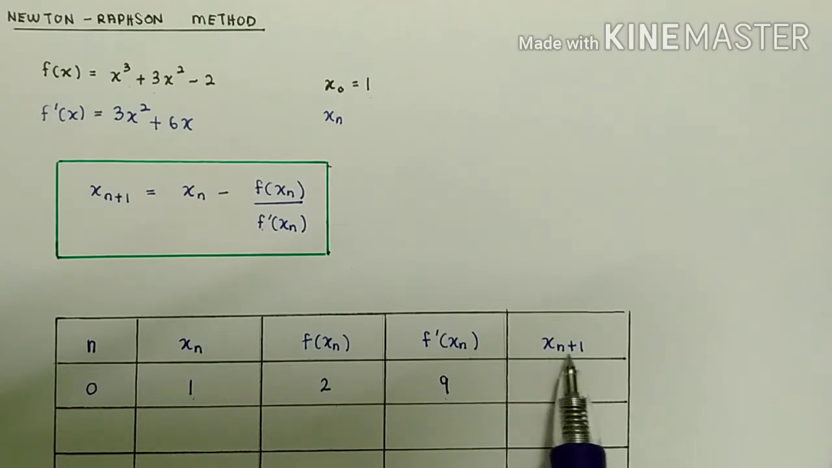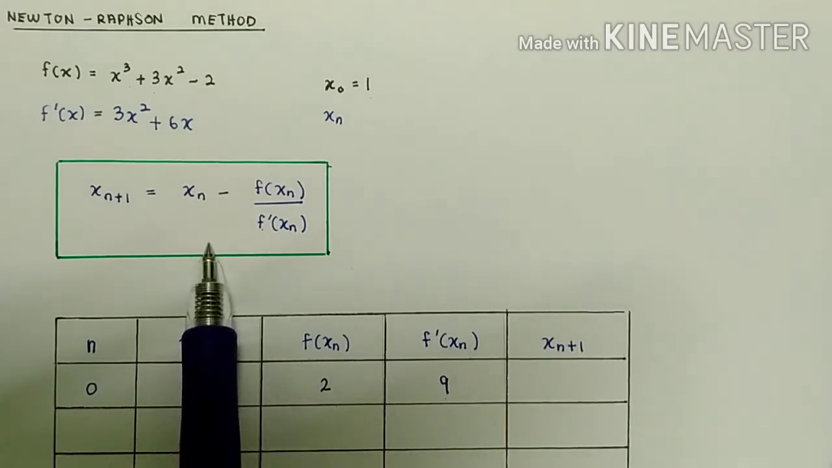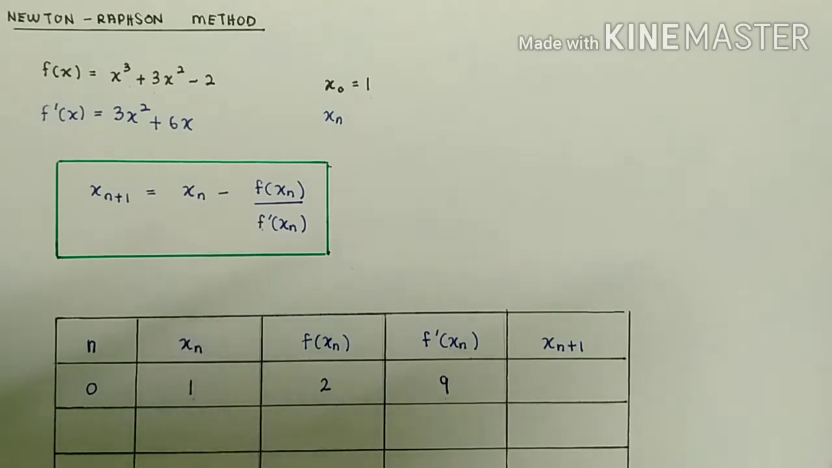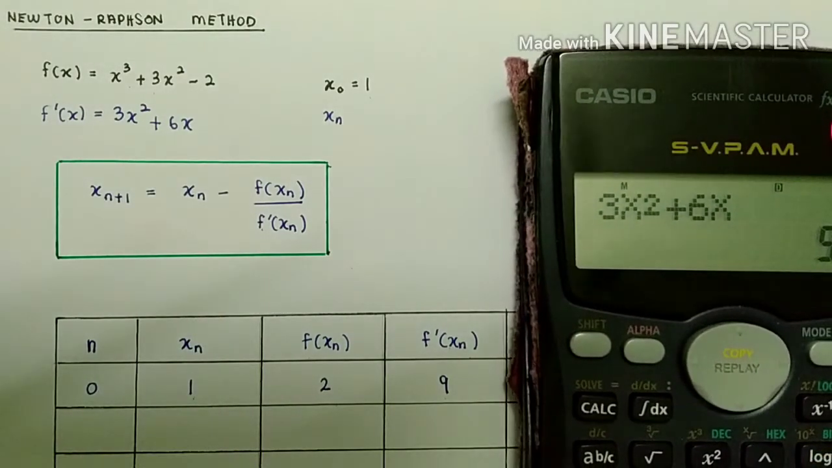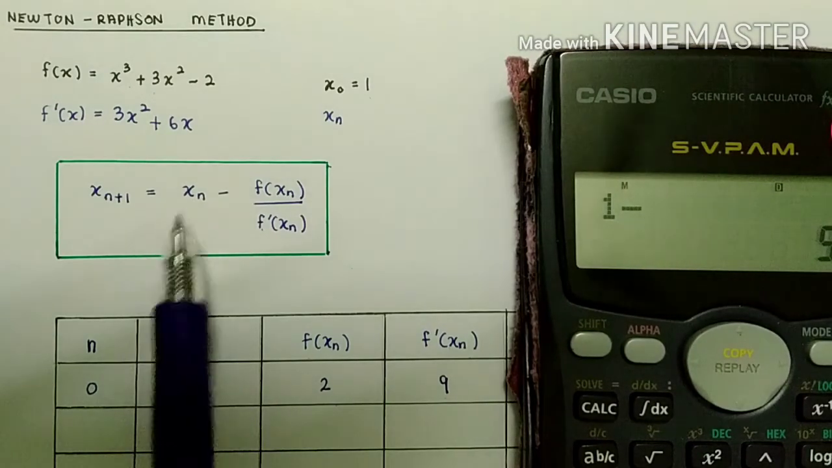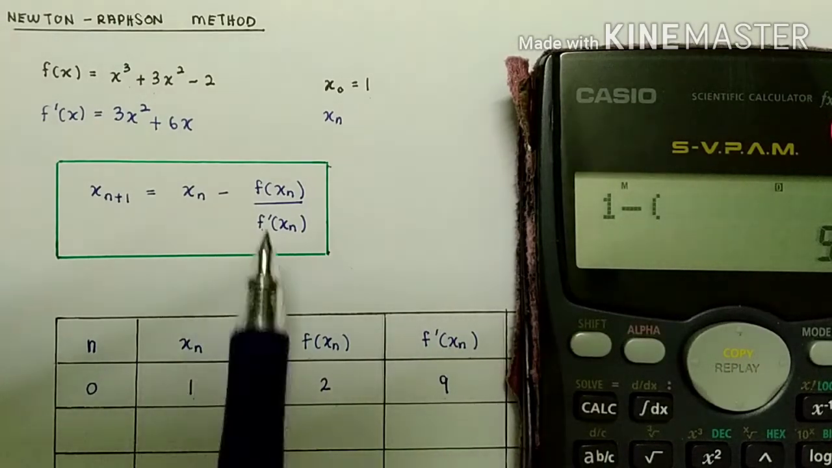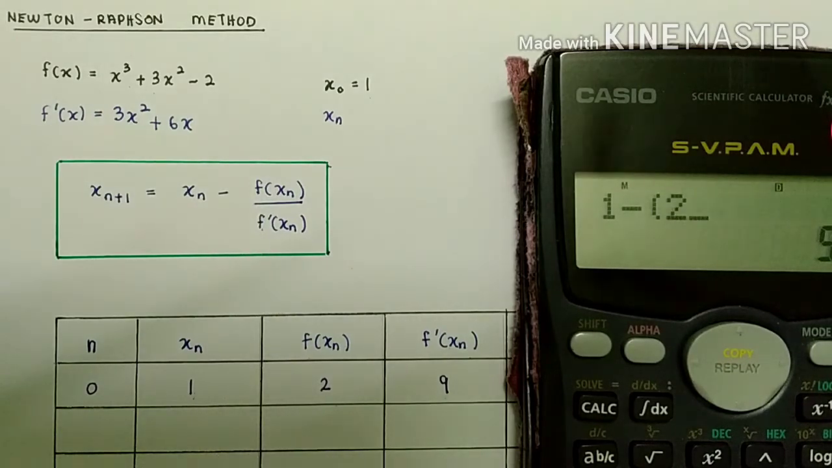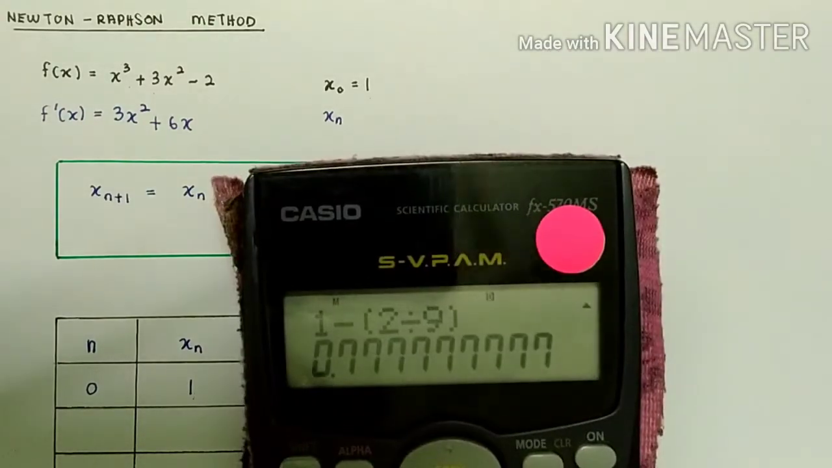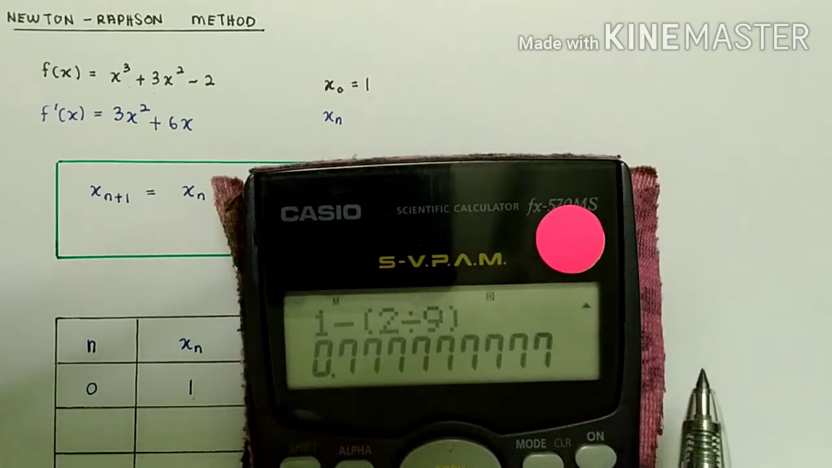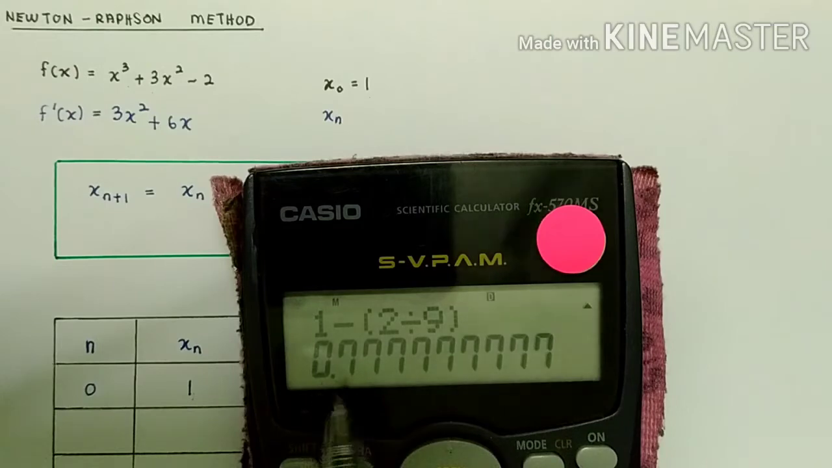So to find the value of x(n+1), we use this formula. So we substitute into this formula. We have 1 minus, because x(n) is 1, and then minus, bracket, f(x(n)) which is 2, divided by f prime x(n), which is 9. Close bracket. So we get the value 0.77777 and so on. We must write the answer in 3 decimal places, so we round off this value. So we have 0.778.